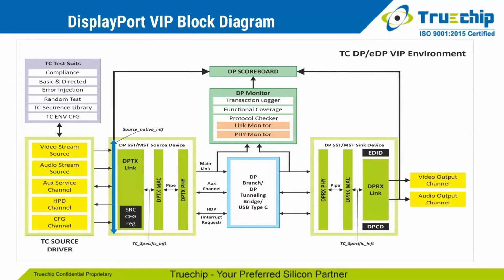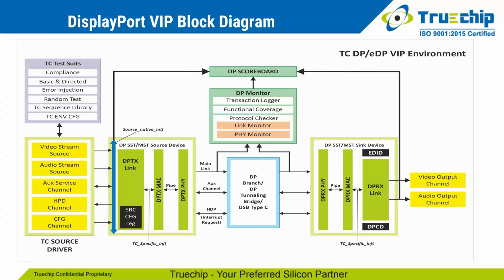The DP source device is connected to the DP SST/MST mode sink device via the source native interface. The DP source device has three different layers in it: DPTX link, DPTX MAC, and DPTX PHY. The DPTX link and DPTX MAC are connected via a TC specific interface, and DPTX MAC and DPTX PHY are connected via the PIPE interface. The DPTX link performs all isochronous transport services.